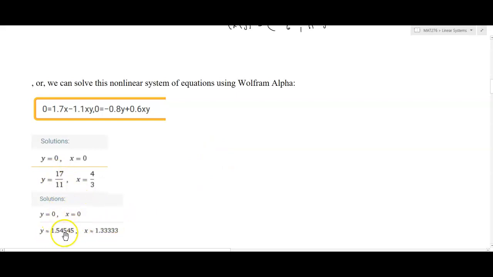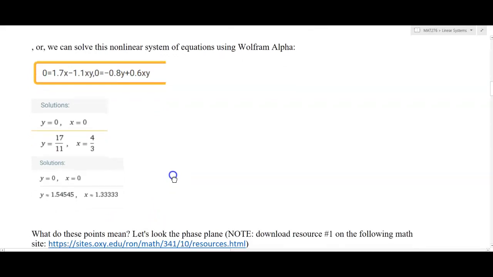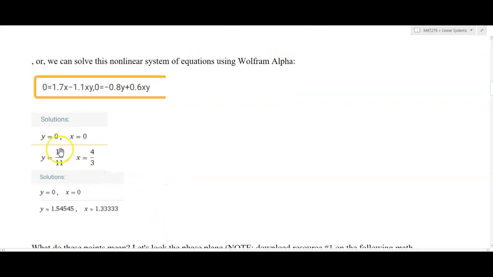So 17/11 is about 1.55 and 4/3 is about 1.33. So what does this mean? Well, this means that the system is in equilibrium. That is, if both populations are ever zero, there's not going to be any change in the populations because there's no reproduction, there's nothing happening.